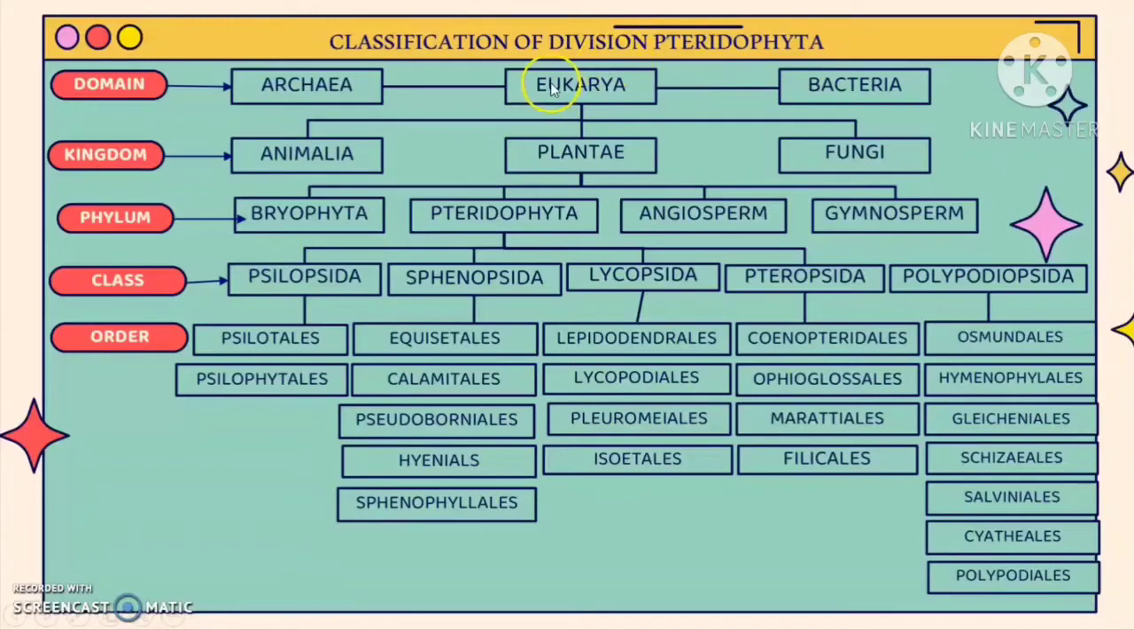The domain of Pteridophyta is Eukarya. The kingdom is Plantae. The phylum is Pteridophyta, and they have 1, 2, 3, and 4 classes under Pteridophyta. And they have their own orders under them.